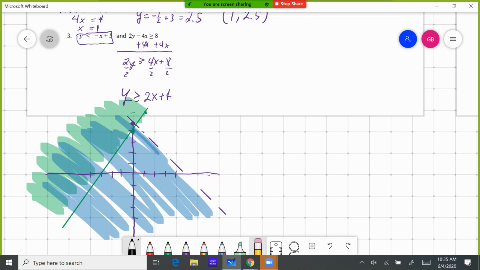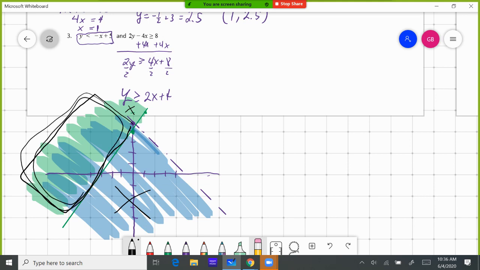So your answer is the shaded region here, where both of the colors intersect. See down here, you only have blue, and then right here in this little corner, you only have green. Your answer is where both colors intersect. Questions on that?